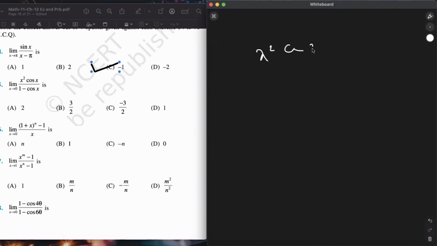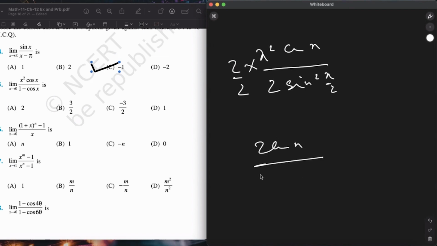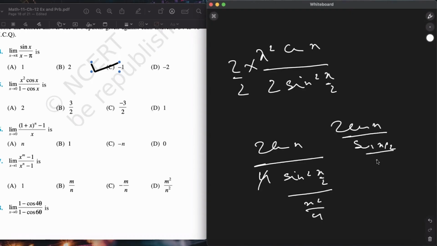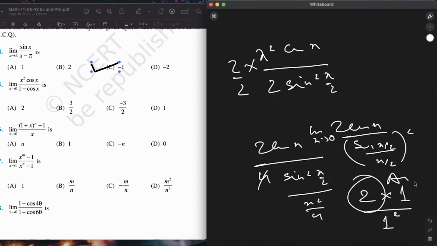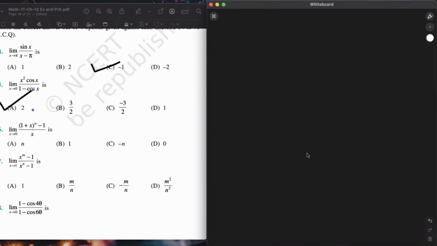Now x square cos x is there, and 2 times sine square x by 2 is also there. If I multiply and divide by 2, I'll have 2 cos x, 4 sine square x by 2 divided by x square. If I just take it down, it is 2 cos x, sine x by 2 by x by 2, whole square, limit x tends to 0. So I'll have 2 into 1 by 1 square. So the answer is 2. So option number A.